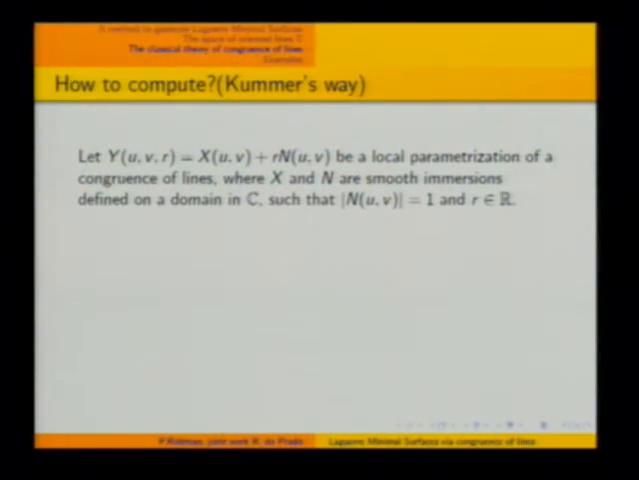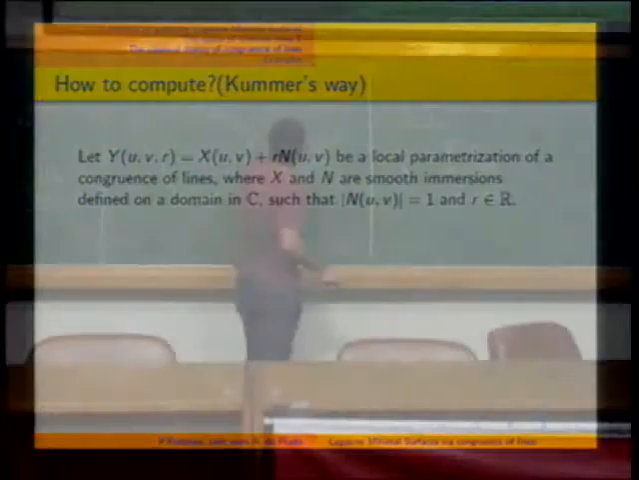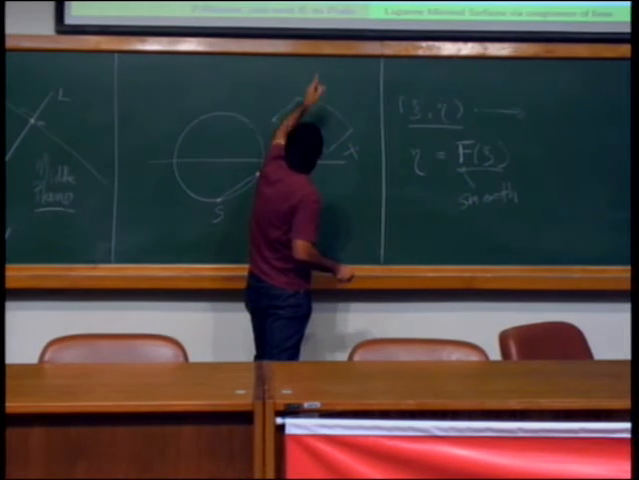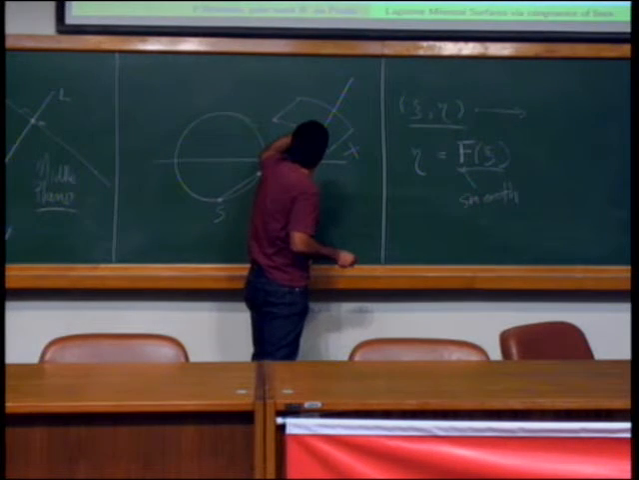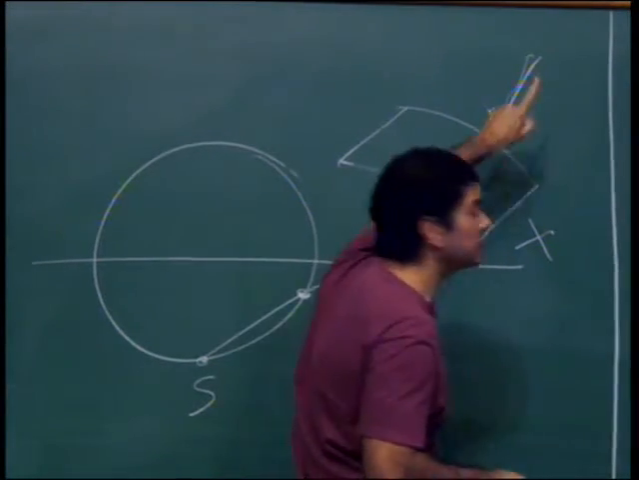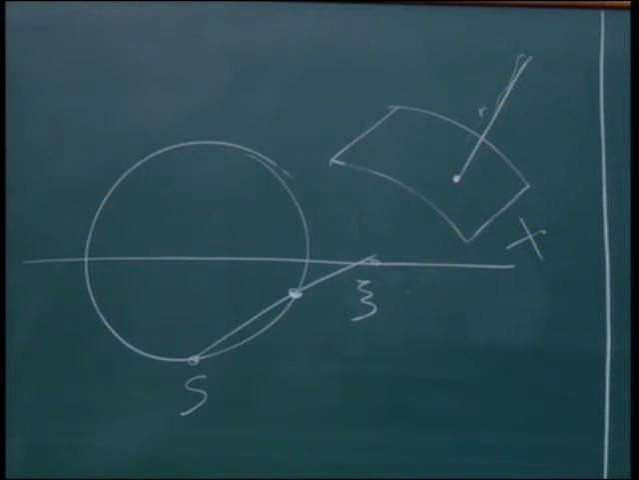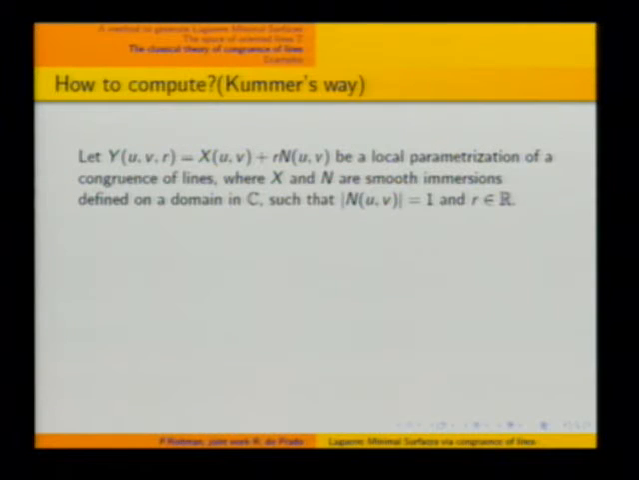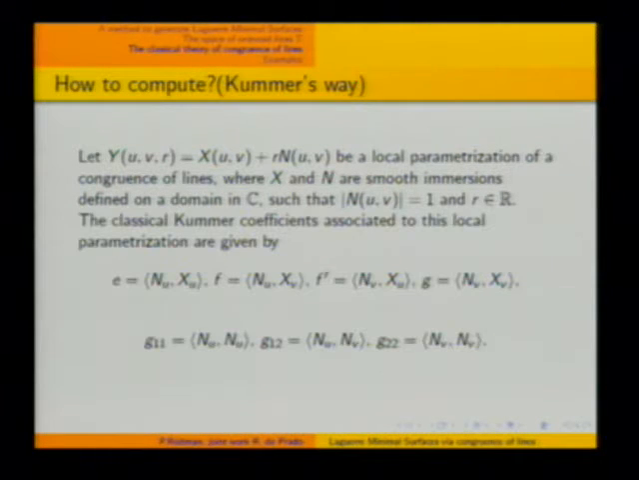But we can think of a congruence of lines locally as X plus R times N, via real parameters R also. So this is the surface, all those straight lines pass through X, and R is just an affine parameter to go along the line, and N gives you the direction of the straight line. So locally you can write a congruence like this, and let's go.